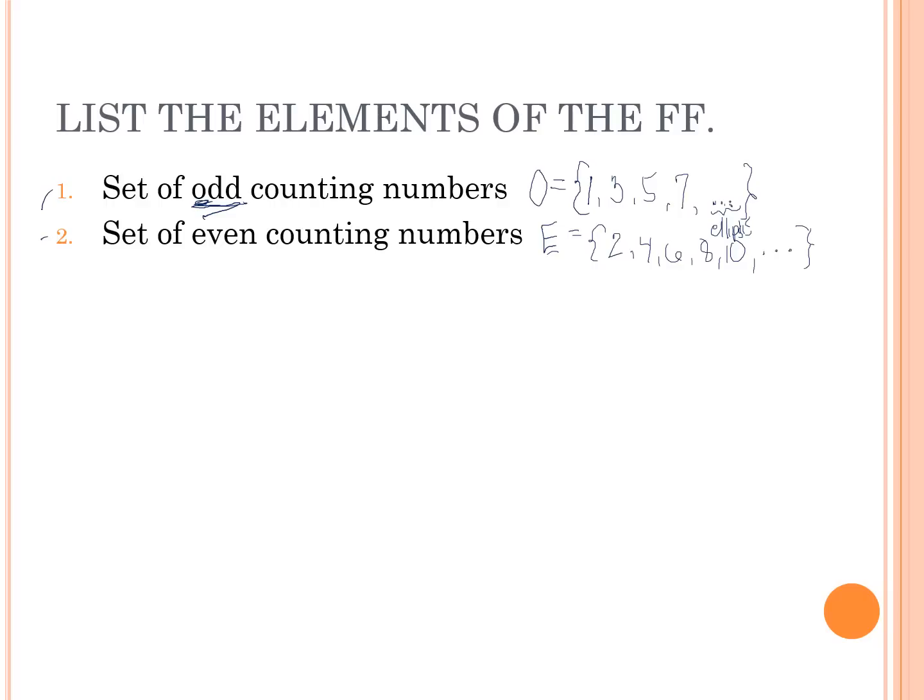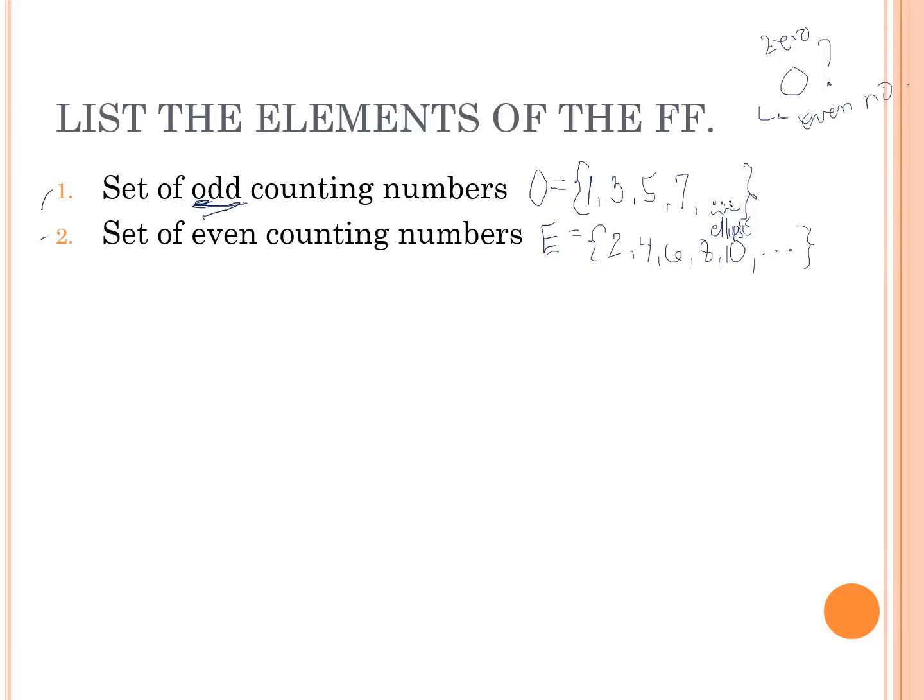Now, how about 0? What do you think? Is it odd or even? So 0, is it odd or even before we proceed? So 0 can be divided by 2. That's why we consider this as an even number.